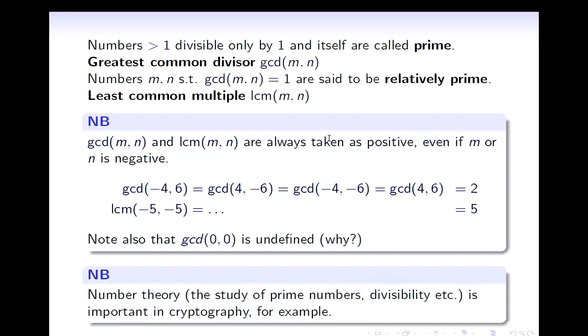Now, you would also, I'm assuming, know that numbers greater than 1 that are divisible only by 1 and by itself are called prime numbers. Prime numbers are 2, 3, 5, 7. 9 is not a prime number because 9 is divisible by 3, and so on and so forth.